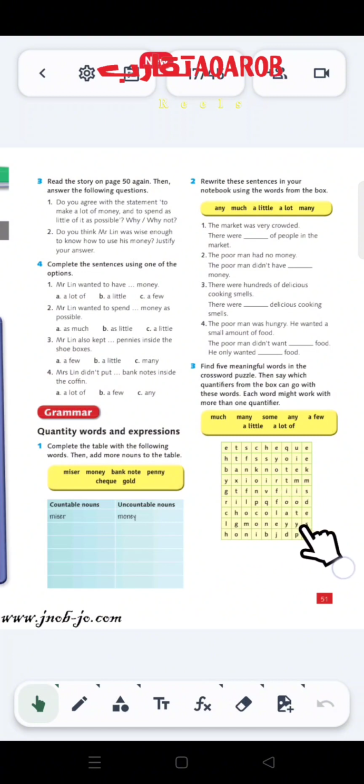And we have another word here, which is food. Food is an uncountable noun. So we can say a little food or much food. Or we can say some food, any food. Can we say a few food? No, we cannot, because food is considered uncountable. And we have another word here, which is chocolate. And we have money. And we have only the last two.